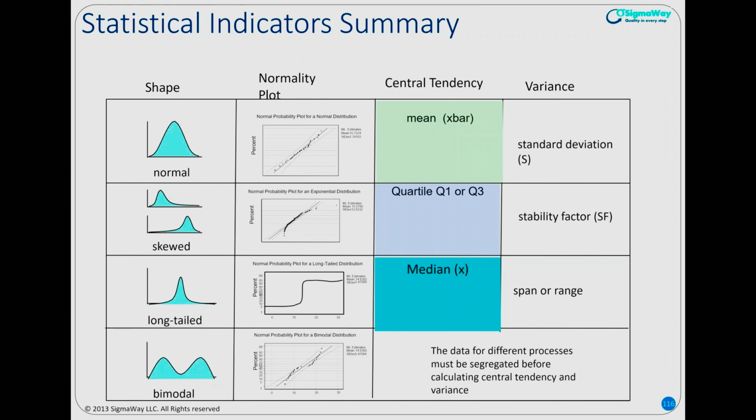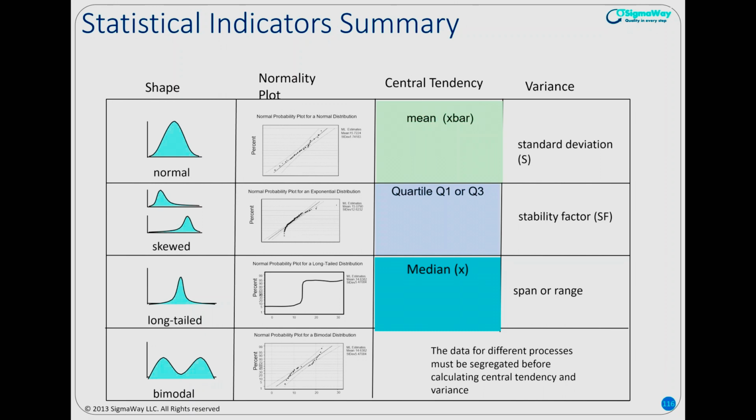If your data is skewed, either left skewed or right skewed, so the bulk of your data is either on the left hand side or the right hand side, then you can use either the first quartile or the third quartile for the central tendency and the stability factor for the variance. Stability factor is calculated as Q1 divided by Q3. Q1 divided by Q3 is the stability factor. And the nearer Q1 divided by Q3 is to 1, the more stable your data. So the nearer the value is to 1, the more stable your data. Okay.